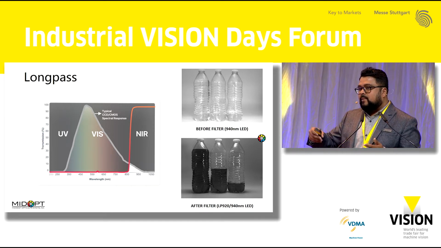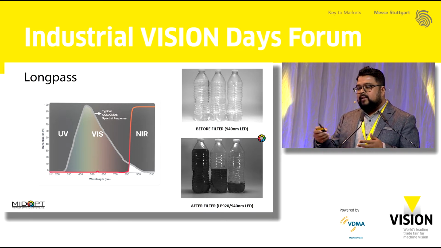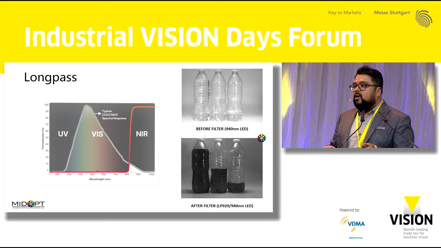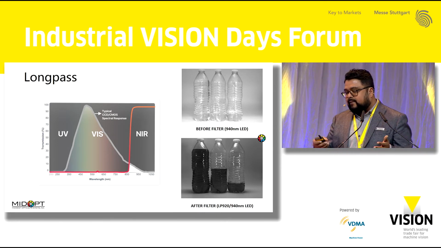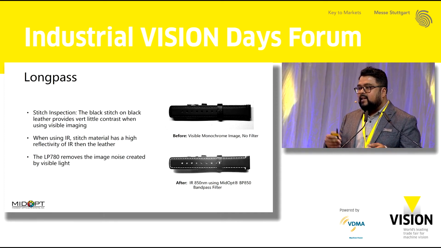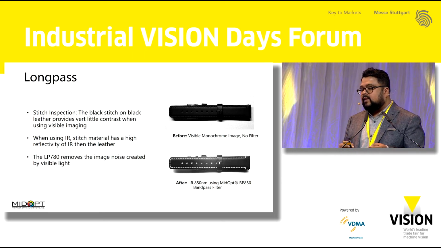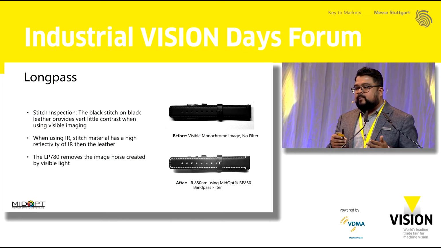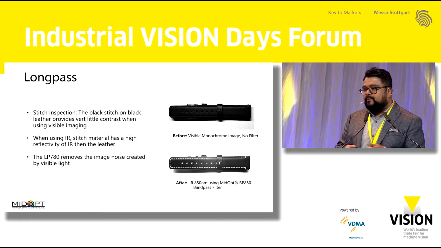In this example, I'm just using some clear water bottles. I'm using an IR light source. I'm using a long pass filter, which lets me see how that water is absorbing that infrared. In this image, I'm doing something very similar. The long pass filter is helping me see how the stitching on the watch band is being reflected. So again, creating that contrast.